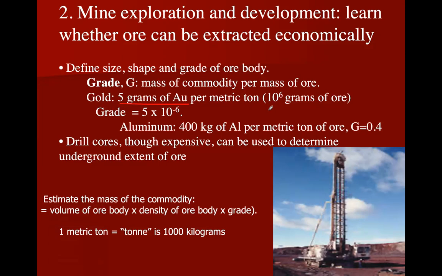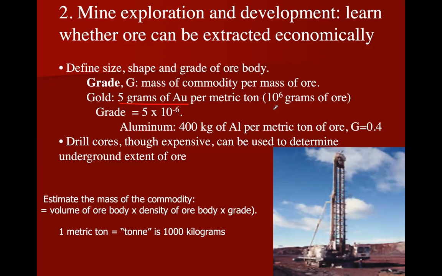So how many grams can you extract from 10 to the power 6 grams of ore? That means 1 million grams of ore, the whole mass. Out of that, how much gold can you find? That gives the grade. So if you can extract 5 grams from the metric ton, the grade is 5 into 10 to the power minus 6. It's just a number, considering the purity, the amount you can extract.